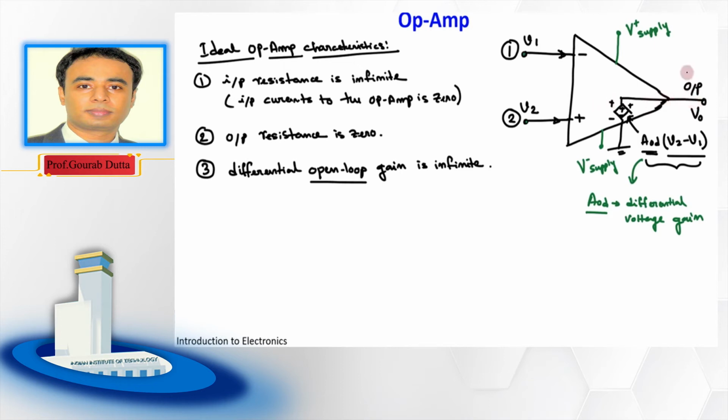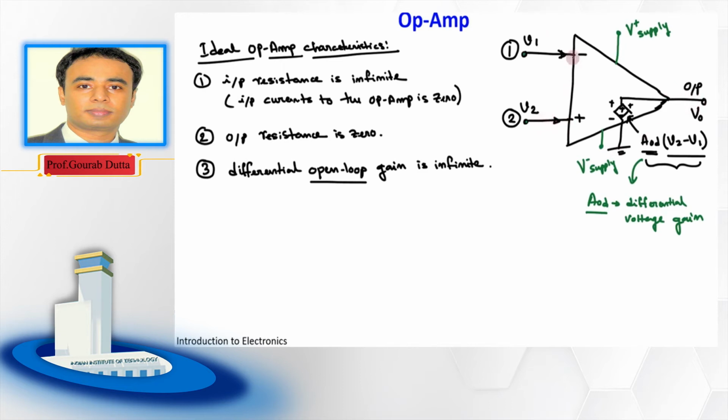When we have a feedback from this output to the inputs, then obviously the differential gain will be there, but then the output gain compared to the input, whatever you are getting at this output, you cannot say that directly. Suppose the output is some positive, then you cannot say the output is V plus supply. It depends on the gain of this op-amp amplifier circuit. Then that gain is called the closed loop gain or gain with feedback.